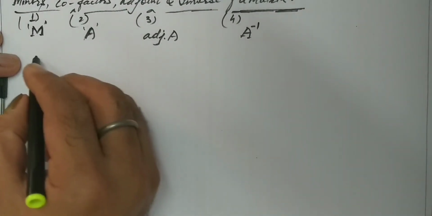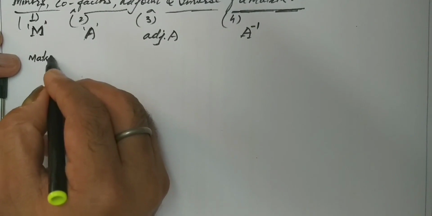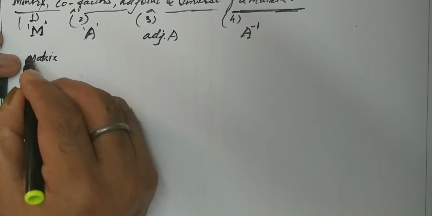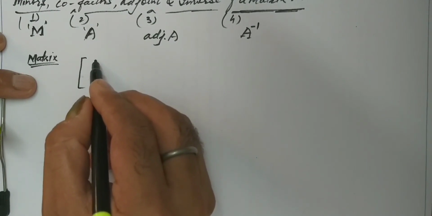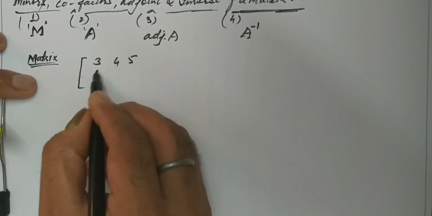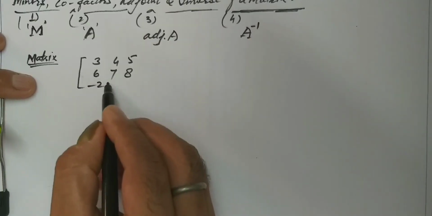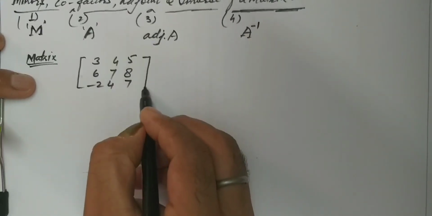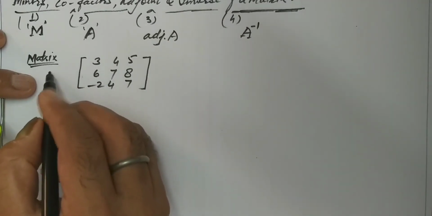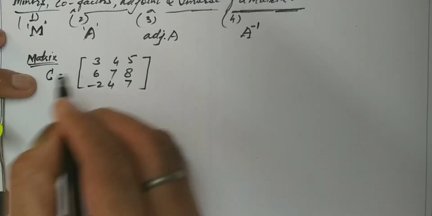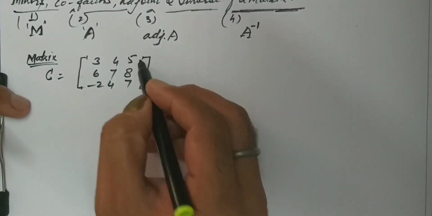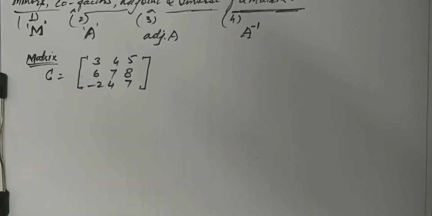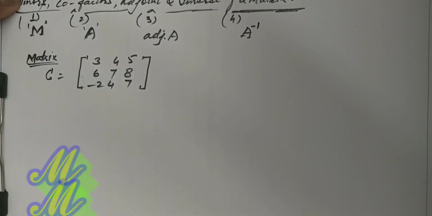So we take one matrix. Suppose for example we have the matrix 3, 4, 5, 6, 7, 8, minus 2, 4, 7. This is a matrix, any matrix. We can say this is C or whatever it is. C matrix is equal to this one. Then what are the minors for it? What are the cofactors? What is the adjoint? And what is the inverse at last? So we'll start with the minors.